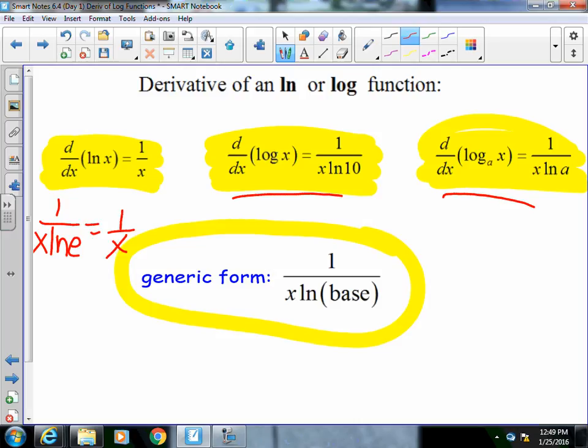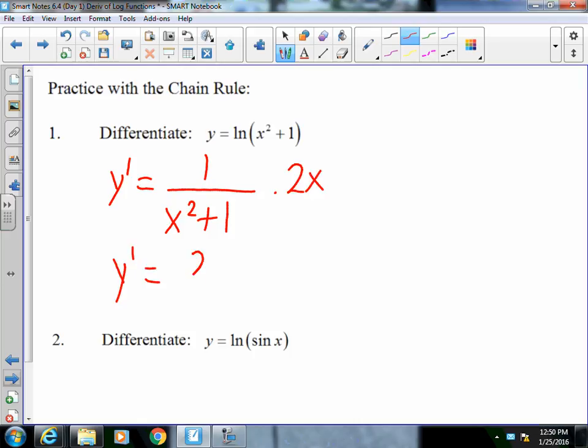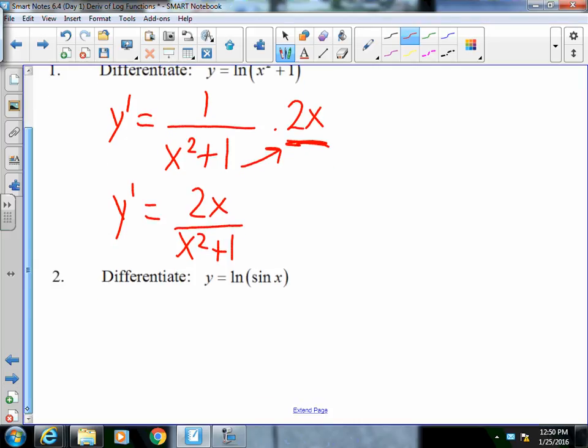So let's try some. Well, we've got ln of x squared plus 1, which means y prime is going to be 1 over x squared plus 1, but we need the chain rule because x squared plus 1's derivative is not 1. We multiply by 2x, so our derivative is really 2x over x squared plus 1. 2x is the derivative of our x squared plus 1. Don't forget to multiply by the derivative of the inside.